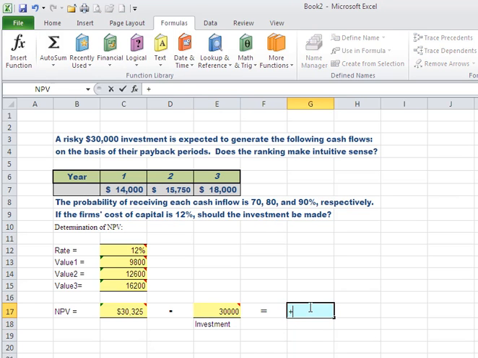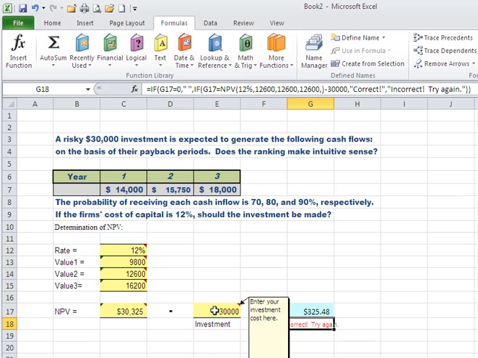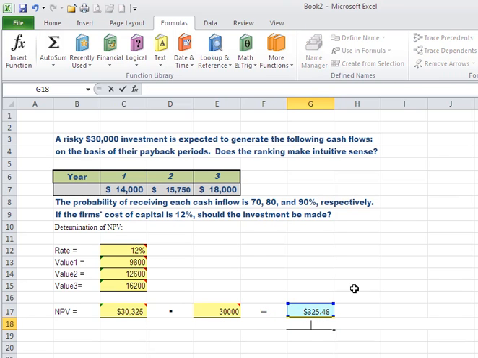So we'll let, again, Excel do the calculating. 30,325 minus our $30,000 investment means that we have $325.48. As you know, anything over a positive number would be accepted, so this would be a good investment for us.